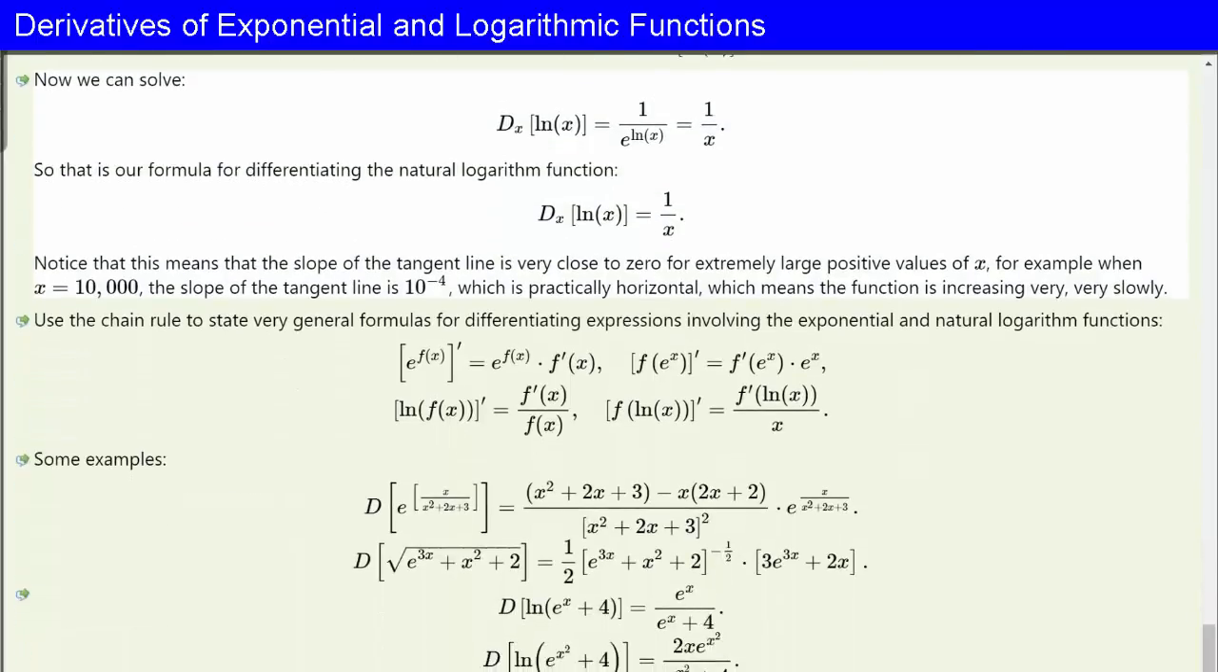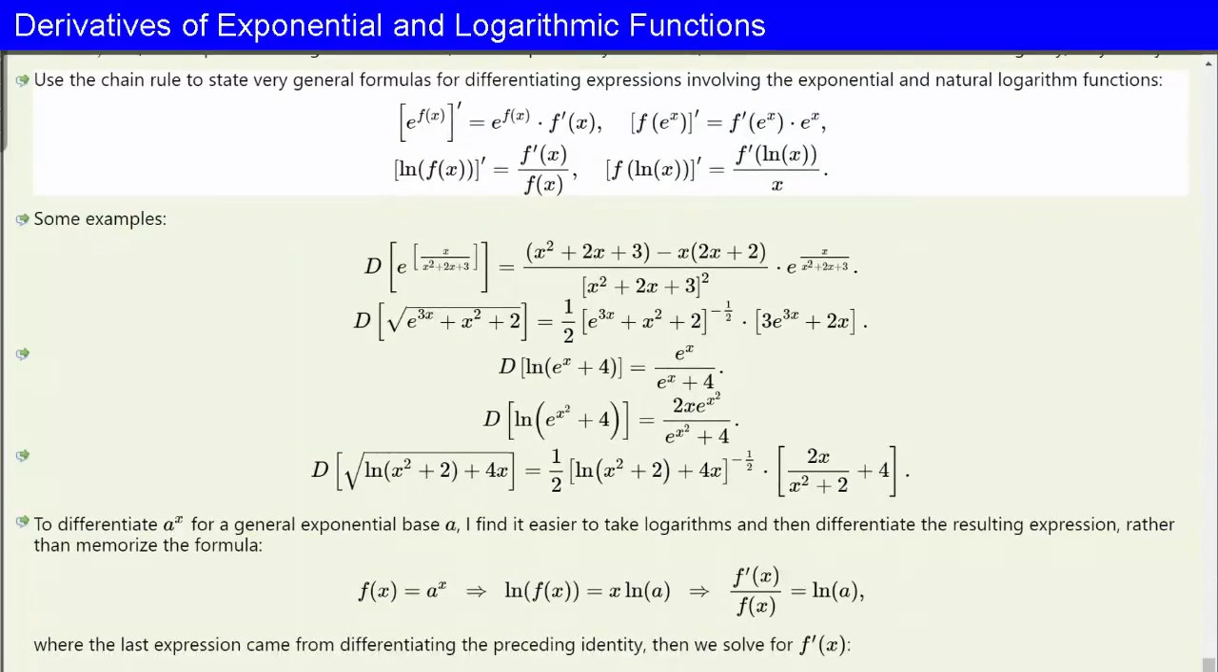Now we can solve for the derivative of log x equals 1 over e to the log x, but that's just 1 over x. So that's our formula for differentiating the natural log function. The derivative of log x is 1 over x. Notice that this means that the slope of the tangent line is very close to 0 for extremely large positive values of x. For example, if x is 10,000, the slope of the tangent line is 10 to the minus 4th, which is practically horizontal, which means the function is increasing, but very, very slowly.